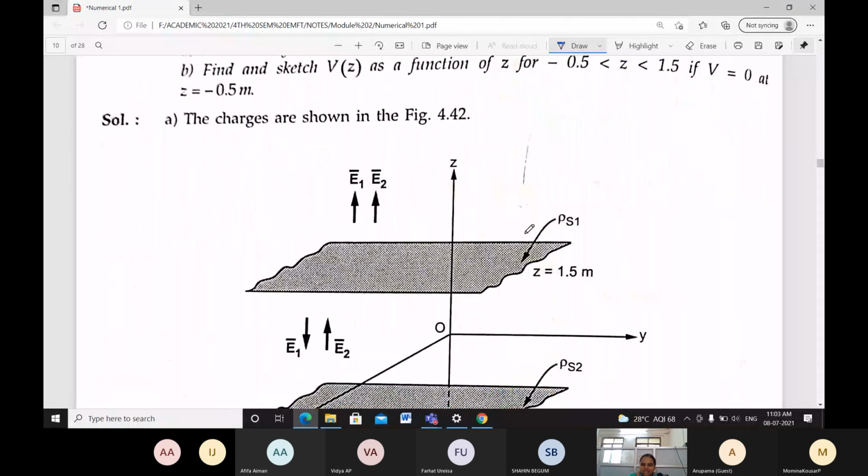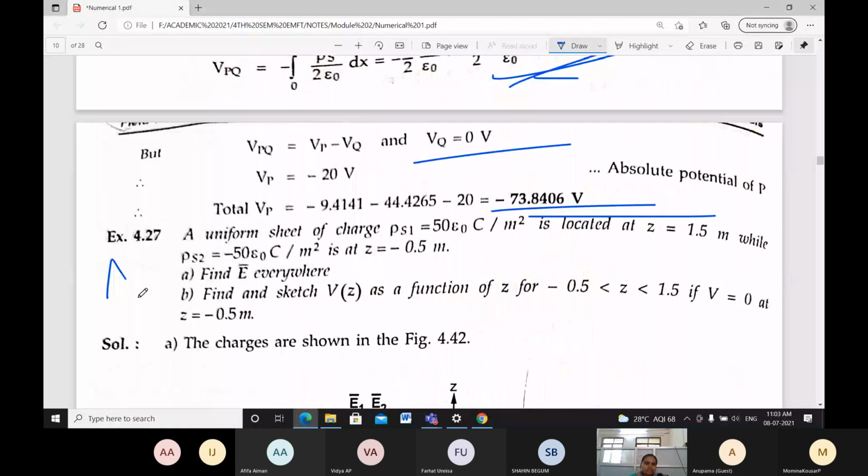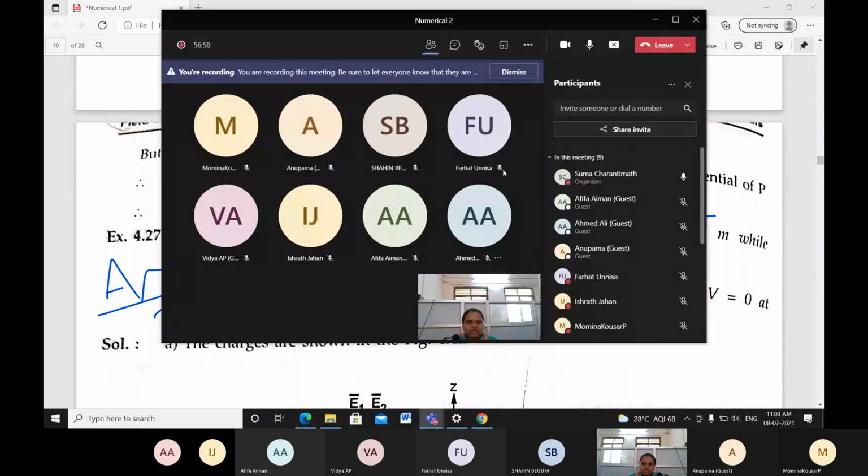And the next problem is asked in the same way; do this 4.27 as an assignment. In total I have given 3 problems as assignment. You should upload them. Okay, we'll stop here. We'll continue in the next class.